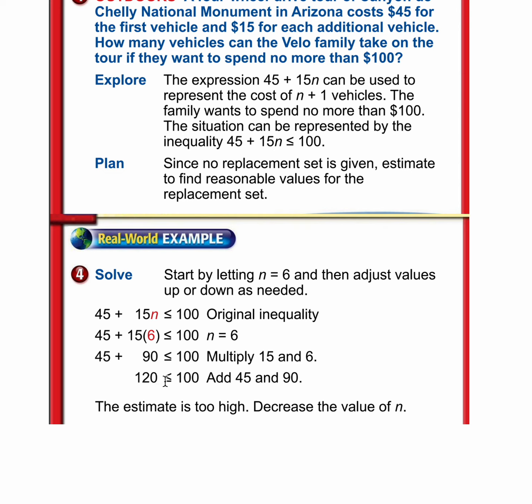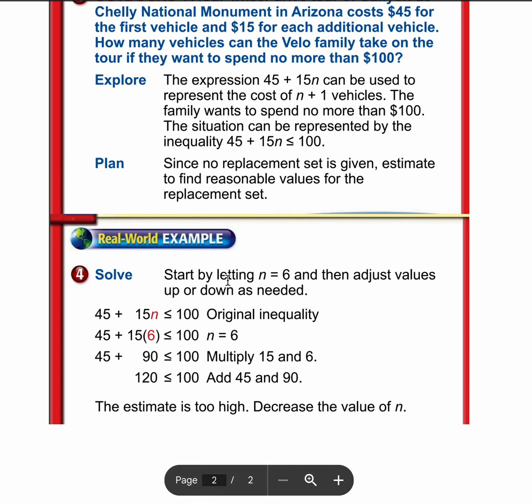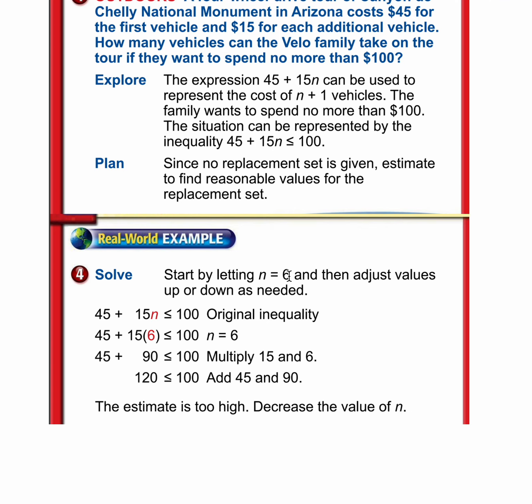135 is not less than or equal to 100. So this statement is too high. This cannot be true. So this is a false statement. You can check using another number. So let's say n is 3. What happens when n is 3? 15 times 3, we all know, is 45. 45 plus another 45 would be 90.